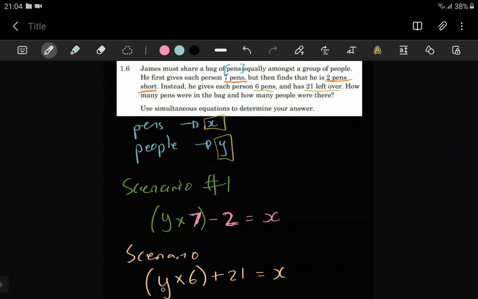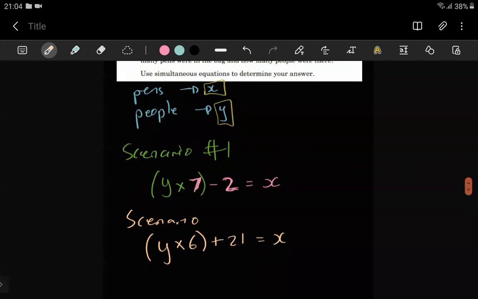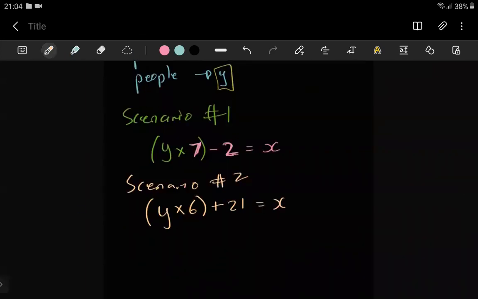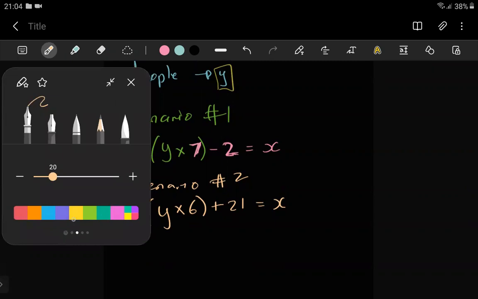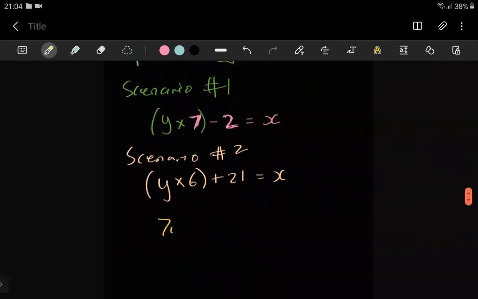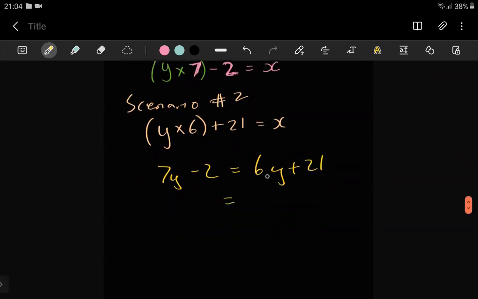So each person got 6. Those are the amount of pens he gave out, plus the ones he was left over. It gives you the amount of pens he has in total. You see, so this is scenario 1, and then this is scenario 2. So solving for x and y here, we can just equate the value of x, meaning we're gonna have 7y minus 2 equal to 6y plus 21. This is gonna give us, 6y goes over, you're gonna have a y, 2 goes over, you're gonna have a 23. So y is 23.